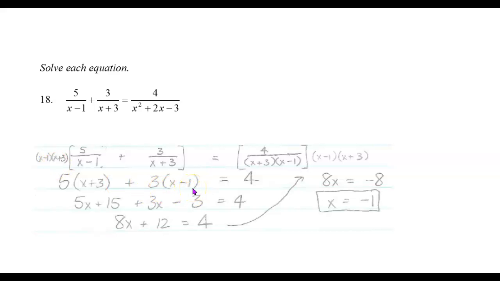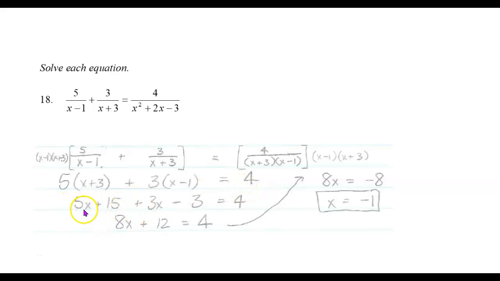No more fractions there. And on the other side, we took our 4 over x plus 3 times x minus 1, and we multiplied times x plus 3 times x minus 1. So both of those factors canceled, and we just had the 4. So now we've reduced it to an equation that no longer involves fractions. So we can continue on by multiplying things out to get rid of the parentheses. 5x plus 15 plus 3x minus 3 equals 4.